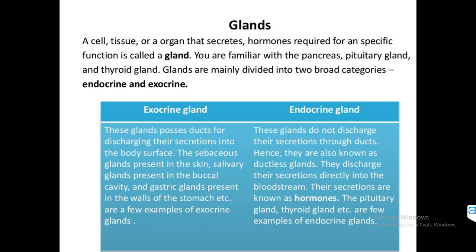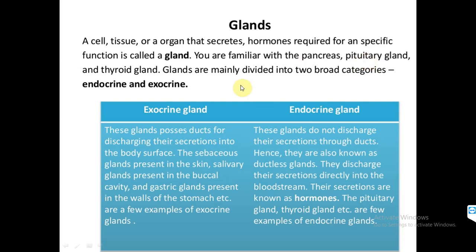So now what we'll talk about are the glands, the cells or tissues or organs from which these hormones are secreted. A cell, tissue or any organ that secretes hormones required for a specific function is called a gland. We all are familiar with the pancreas, the pituitary gland and the thyroid gland. These all are glands which are responsible for the secretion of various hormones. Pancreas is specific for the release of specific hormones, and pituitary glands have their specific hormones, so hormones are very much specific in their action.